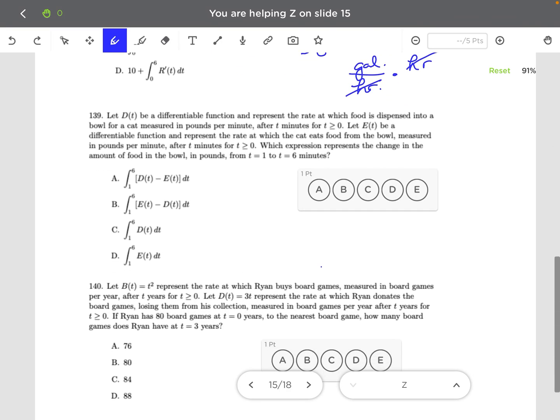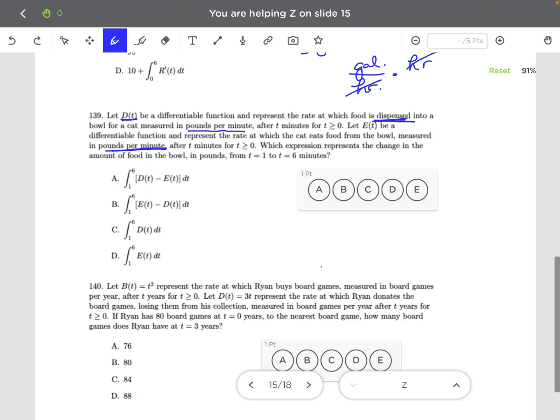Okay, the next one, you've got D of t, which is a differentiable function. And it's the rate at which food is dispensed into a bowl for a cat, and the units on D of t are pounds per minute. And this is only when t is greater than 0. E of t, again, is a differentiable function, and it's the rate at which the cat eats the food from the bowl, okay? So D is the rate at which it's dispensed, E is going to be the rate at which it eats it in pounds per minute.